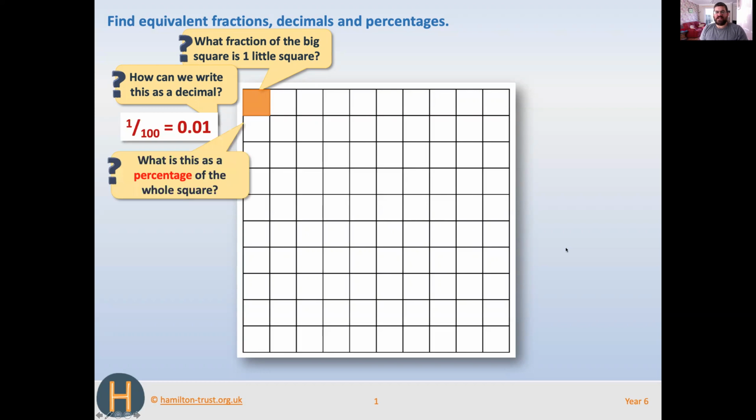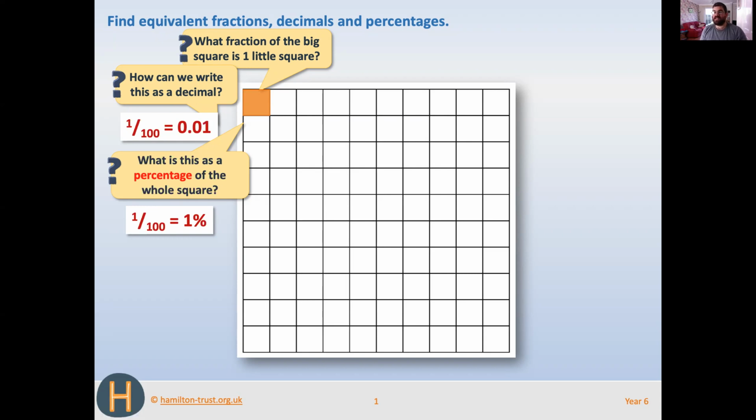What about a percentage then? What percentage of the square is this? Well, there are 100 squares. And remember, percent means out of 100. Hopefully, you've had that drilled into you enough times during your schooling career that you remember by now. So you should know that this is 1 out of 100. It is 1%. 1/100th is the same as 1%, which is the same as 0.01. All of these things mean the same, okay?